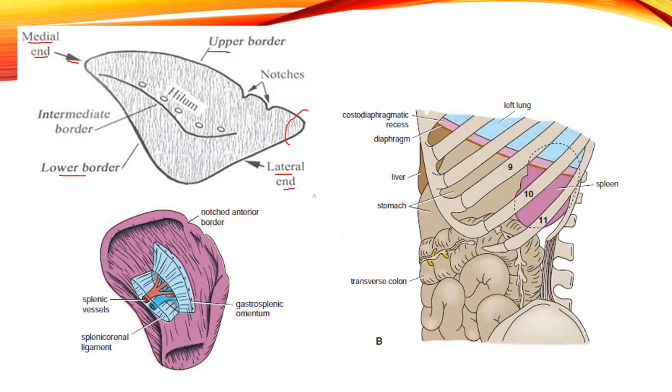So over here we have this angle, which is the anterior basal angle, and we have this angle, which is the posterior basal angle. And over here you can see that we have the intermediate border, and between this intermediate border and the upper border we have the hilum of the spleen, and this hilum of the spleen is going to transmit the splenic vessels.